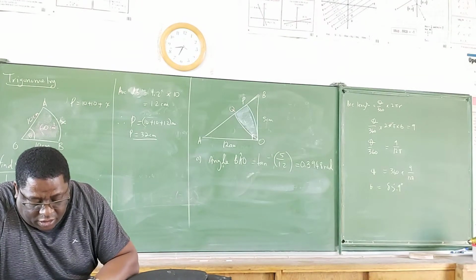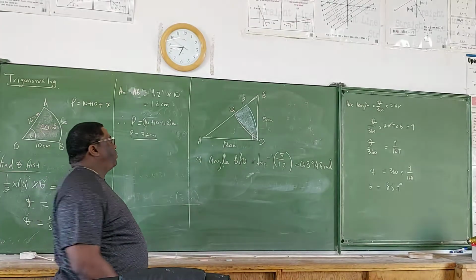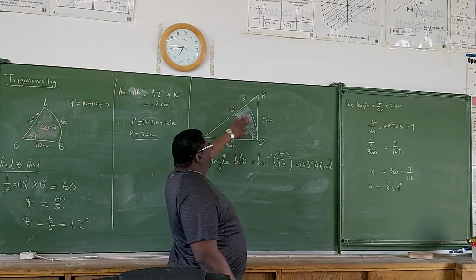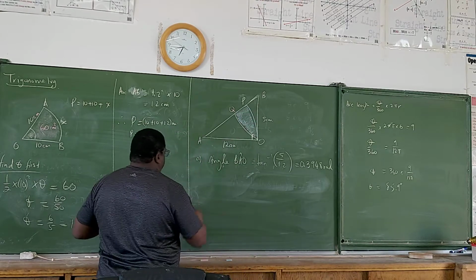Then they say calculate the area of the shaded region. Now, you must be a bit careful here. First, I will find the area of the triangle. Okay?